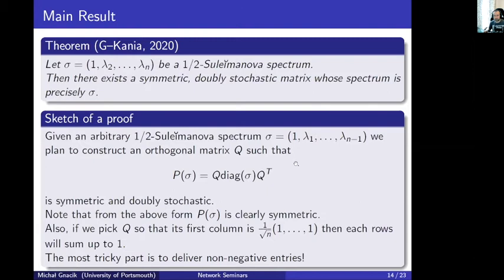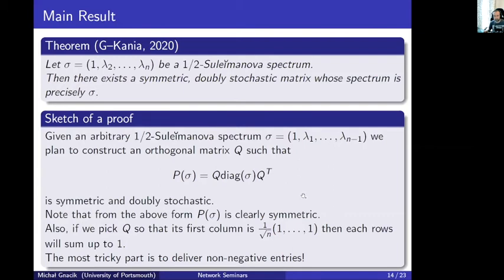So this will be our assumption about the list. Now the plan of construction is the following. We would like to construct our matrix P, which is supposed to be symmetric and doubly stochastic, via the eigenvalue decomposition. Whenever you have the eigenvalue decomposition, this is the form you would get, and here our matrix is symmetric, so we know that it would have to have this form.